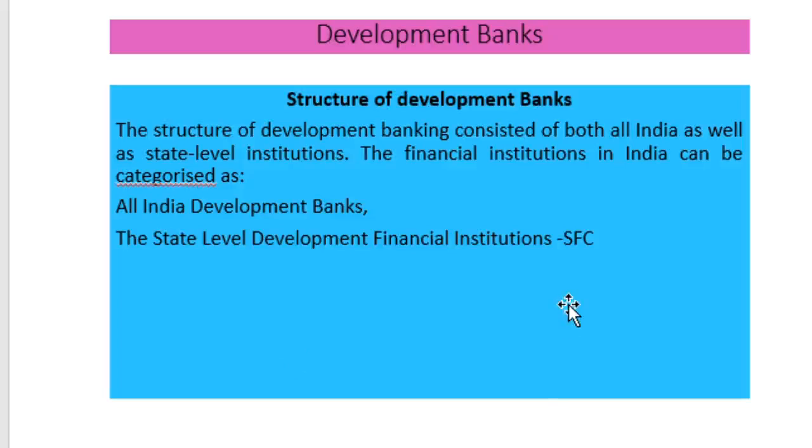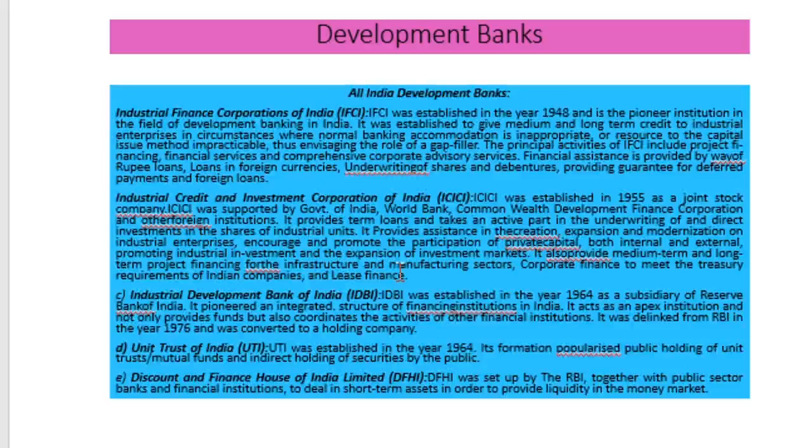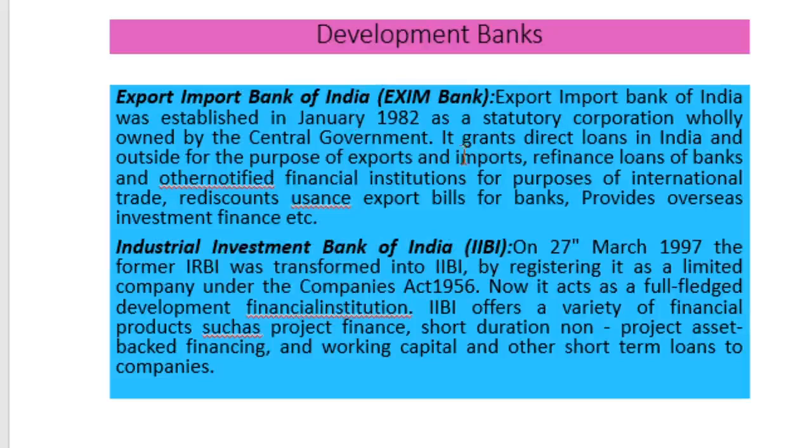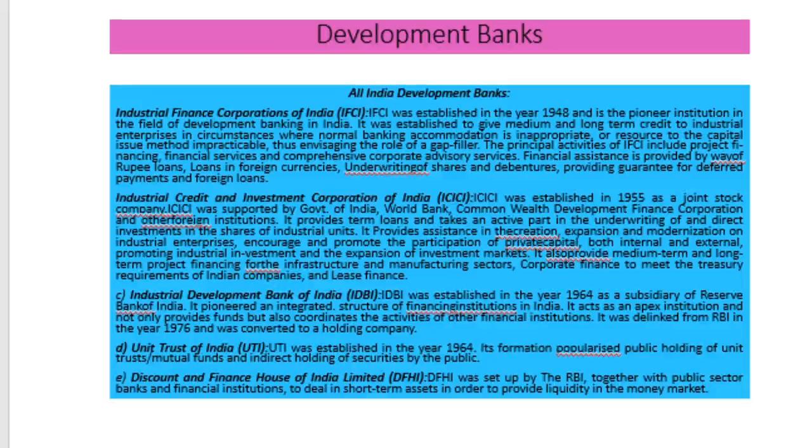Then the structure of development banks is given here. The structure includes All India Development Banks and state level development banks, the SFCs. All India Development Banks include the Industrial Finance Corporation of India, the Industrial Credit and Investment Corporation of India, ICICI, the Industrial Development Bank of India, IDBI, Unit Trust of India, Discount and Finance House of India, DFHI, the Export Import Bank of India, and the Industrial Investment Bank of India, IIBI.